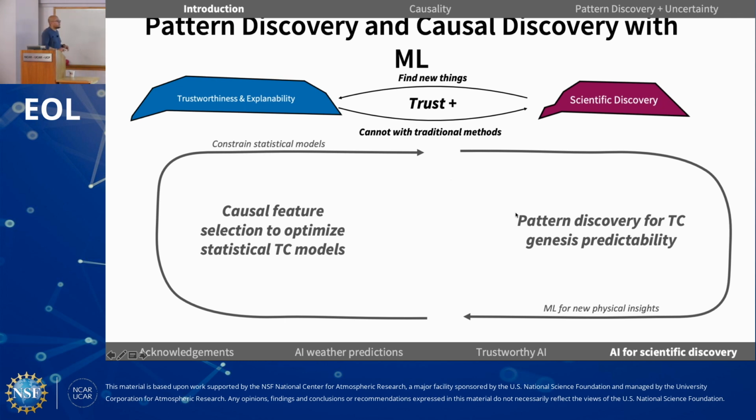And the other would be using machine learning to get new physical insight. This is a collaboration with James Rupert at OU. We are trying to discover new patterns of radiation, long-wave radiation. The idea of those patterns would be to link them to the predictability of tropical cyclogenesis.